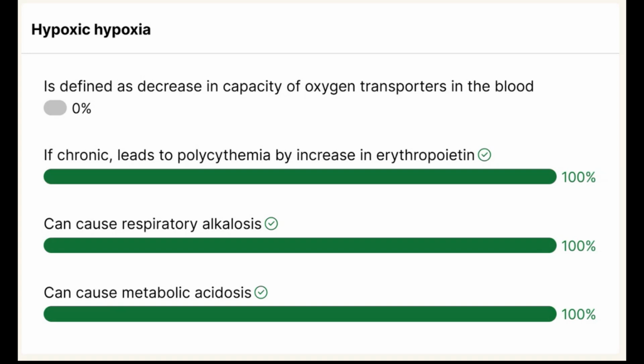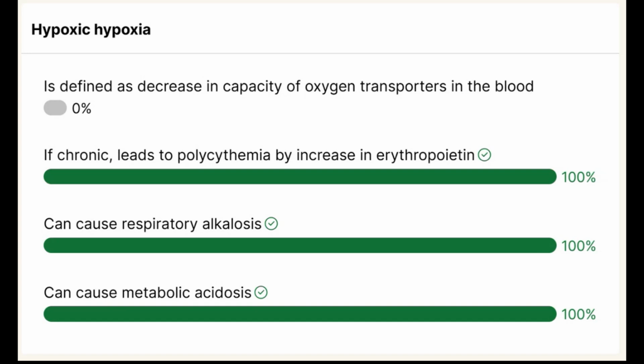And if it is chronic, it can lead to polycythemia by increasing the erythropoietin. The oxygen demands of the body are not being met, and the body produces more erythropoietin so that there are more RBCs to carry more oxygen, enough oxygen for the body.